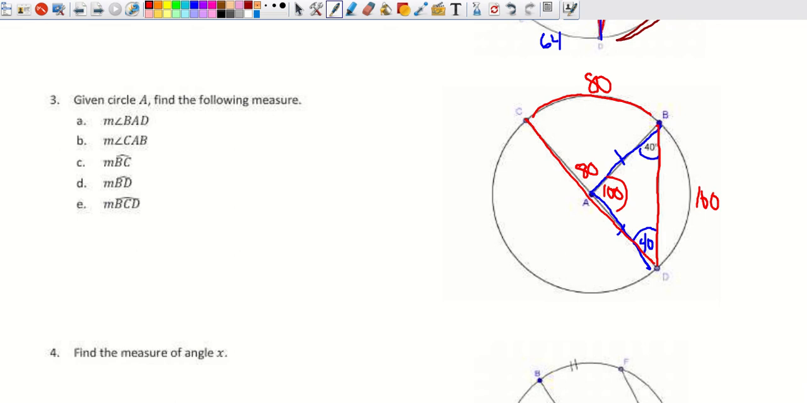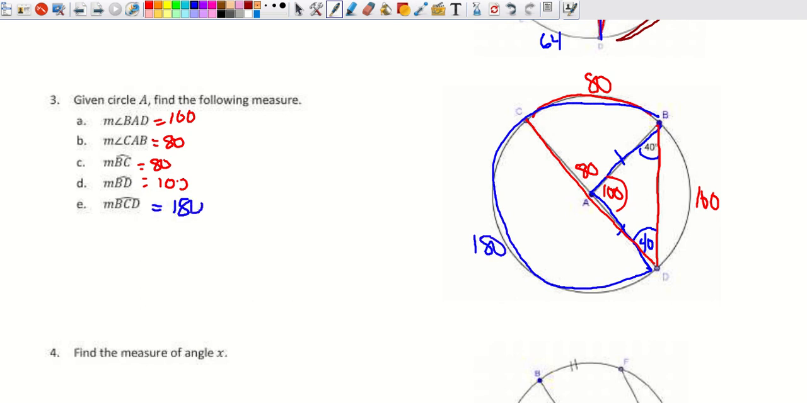So let's go through and answer these questions. Angle BAD, we already talked about, is 100 degrees. Angle CAB was that 80-degree angle. Arc BC is the inscribed arc to a central angle, so it's 80. Arc BD is also inscribed to a central angle. And BCD is going all the way around the circle from B through C, ending at D. So remember, this is half a circle, so this is equal to 180. Sorry, I don't know why I said 80, 180. And then we're going to add on that other 80-degree arc here, and that's going to be 260 degrees. And that's BCD. All right.